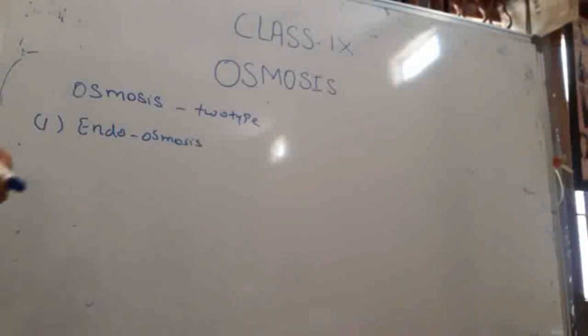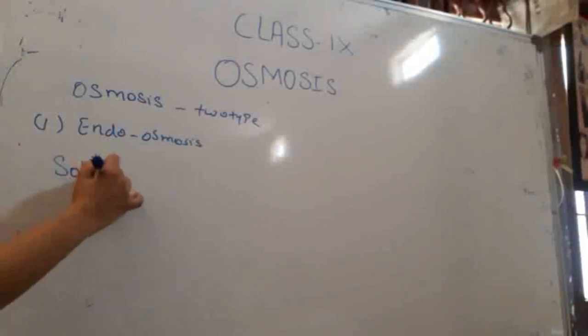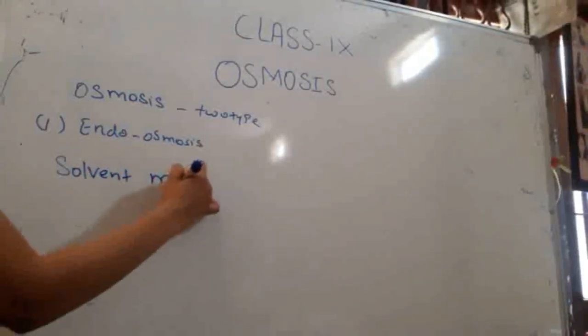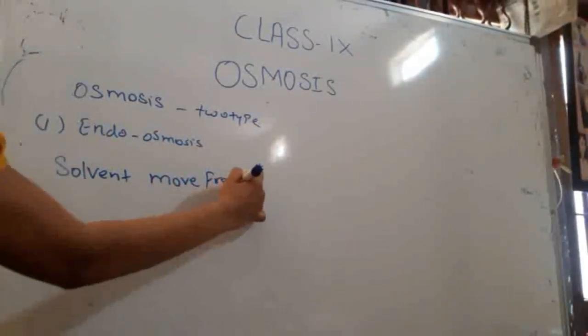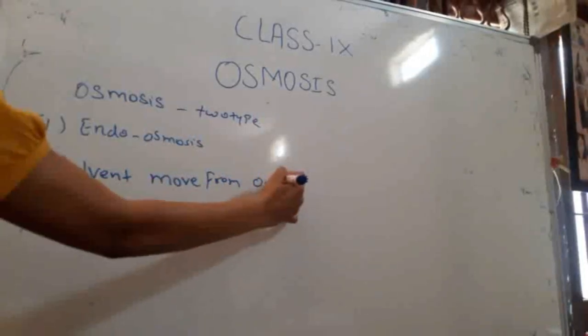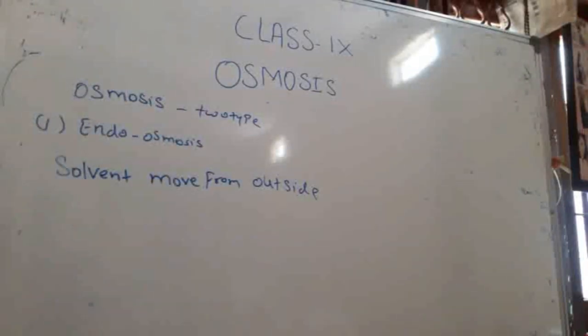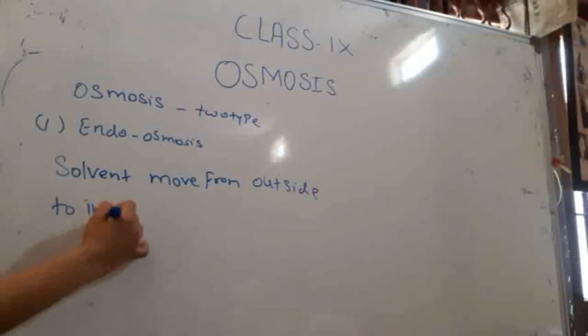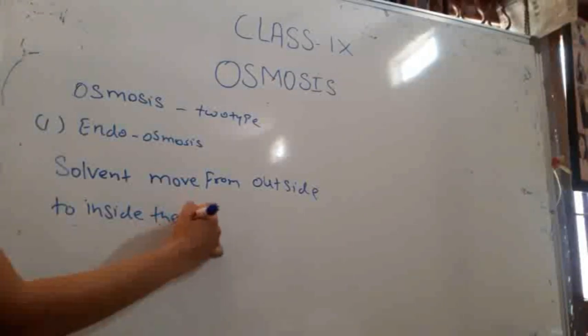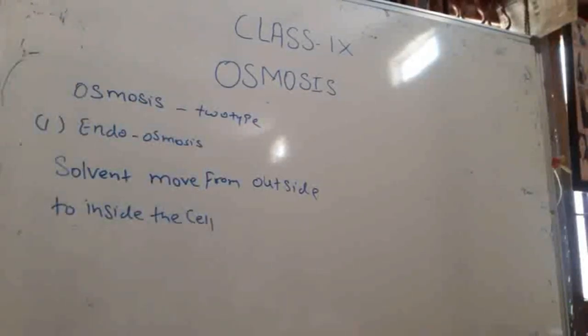Endoosmosis takes place when solvent moves from outside to inside the cell. So endoosmosis occurs when solvent is moving inside the cell. That means water flows from outside to inside the cell by this process. We can take an example.